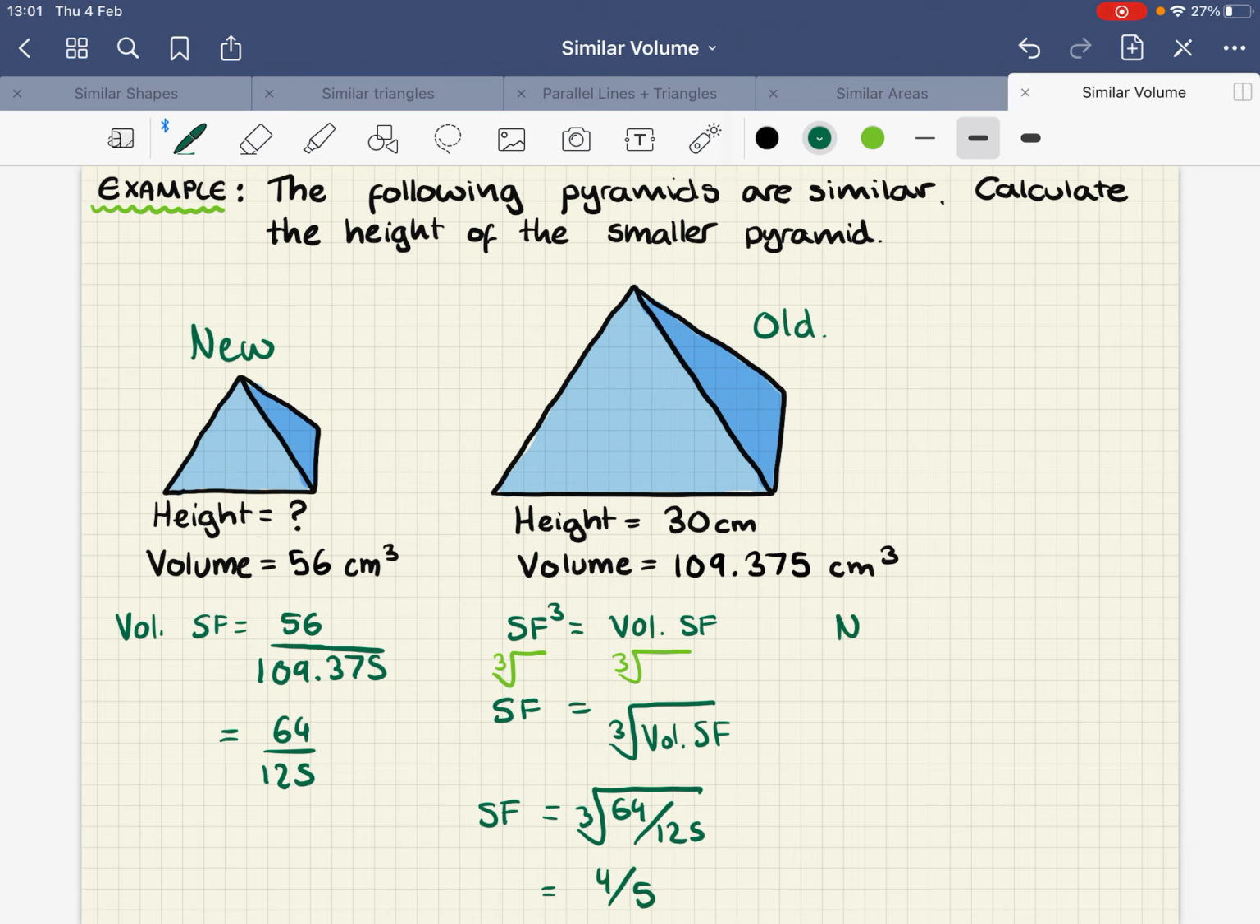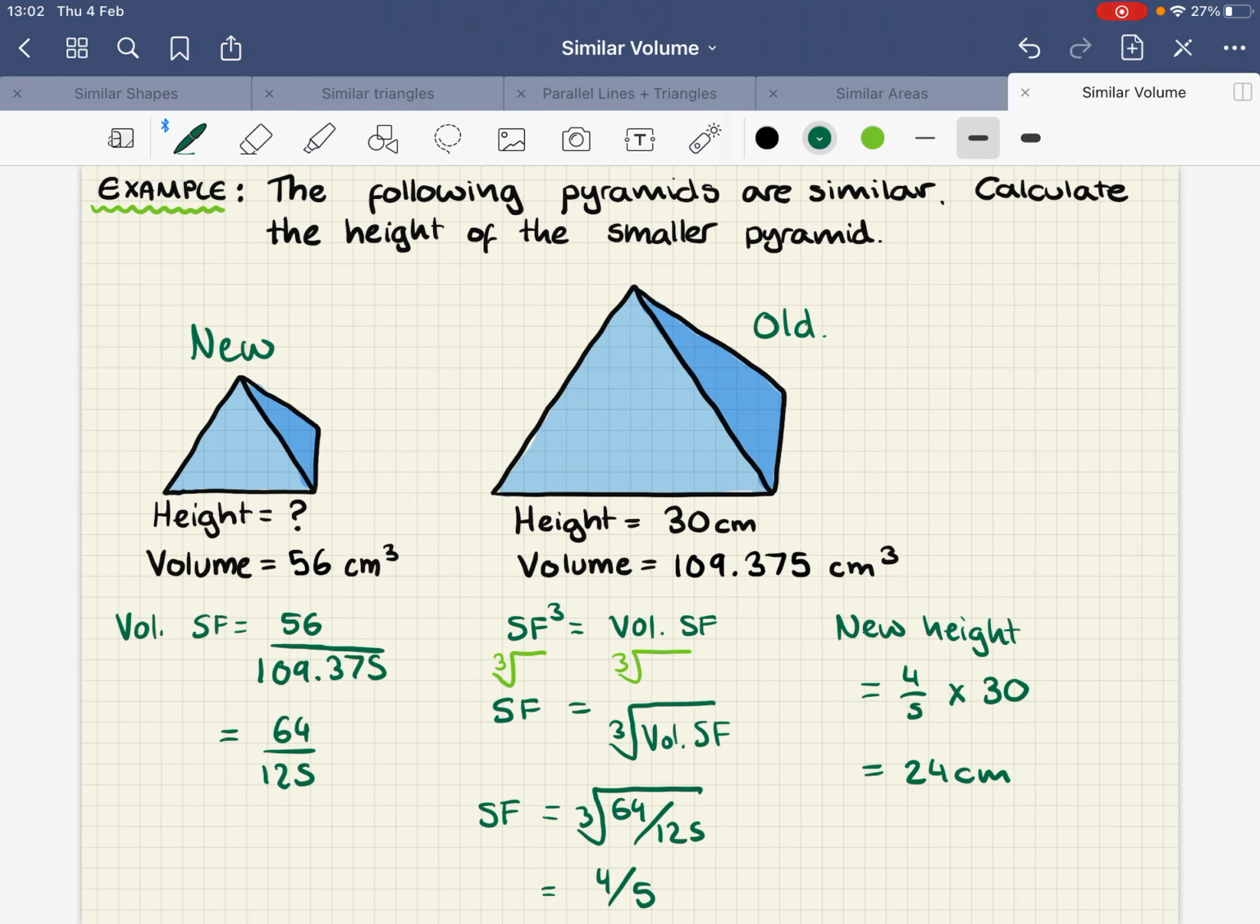So then my new height, I take that scale factor and I multiply it by the old height. So 4 over 5 times 30, and that'll be 24, I believe. 24 centimeters. So let me just quickly double check. 4 over 5 times 30. 24, there we go. So that's how similar volume works.